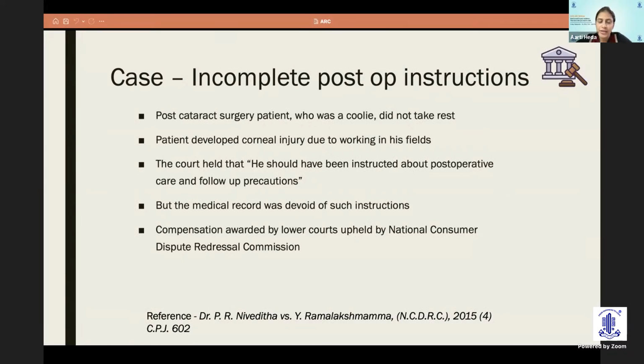So this is another interesting case of a post-cataract surgery patient who was a coolie by profession and did not rest enough after the surgery. He developed corneal injury due to the work he did in his fields. The court held that he should have been instructed about post-operative care and follow-up precautions, but the medical records were devoid of such instructions. So compensation was awarded by lower courts, upheld by the National Consumer Dispute Redressal Commission.